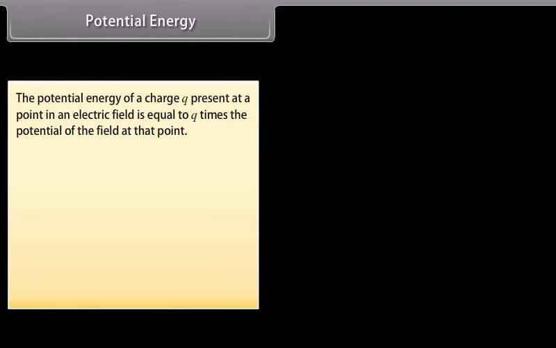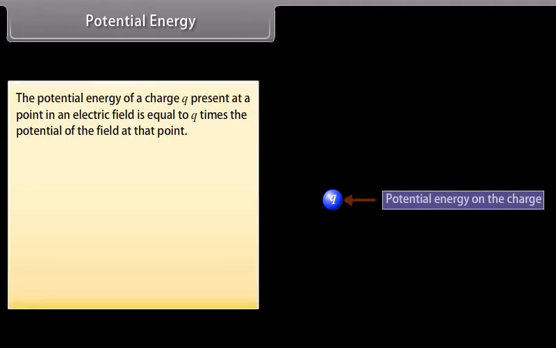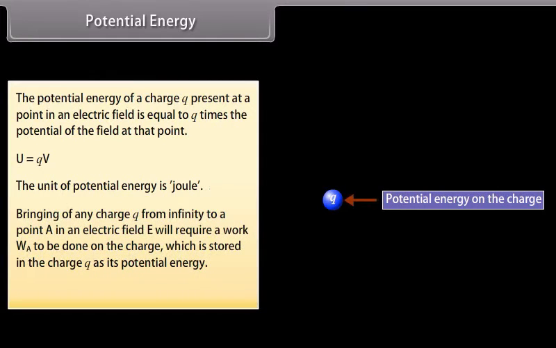Potential energy. The potential energy of a charge Q present at a point in an electric field is equal to Q times the potential of the field at that point. U is equal to QV. The unit of potential energy is joule. Bringing any charge Q from infinity to a point A in an electric field E will require a work W_A to be done on the charge, which is stored in the charge Q as its potential energy. U_A is equal to Q V_A.